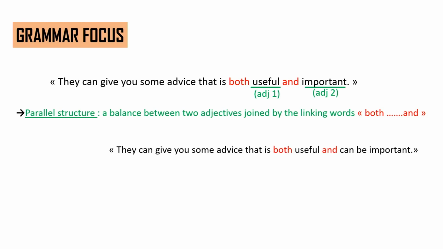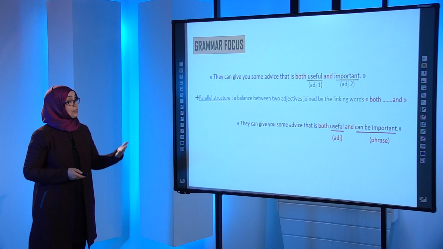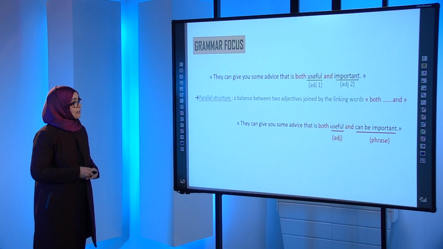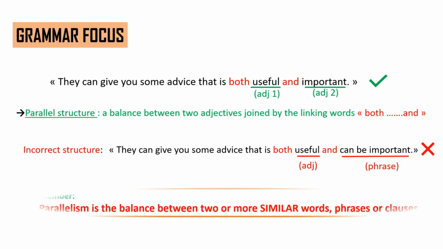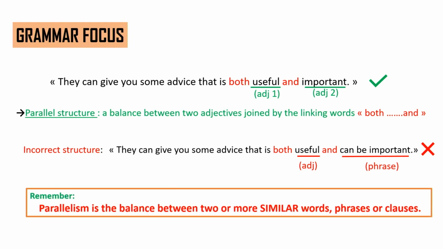Now let's see it expressed in a different way. They can give you some advice that is both useful and can be important. What do we remark here? We have a first adjective and a phrase. So here we don't have the parallel structure, we don't have the balance. So it should be either two adjectives or two phrases. So this is not the correct structure. The correct structure is the above one. So remember, my dear pupils, that parallelism is the balance between two or more similar words, similar phrases, or similar clauses.